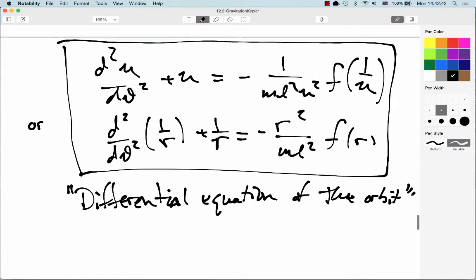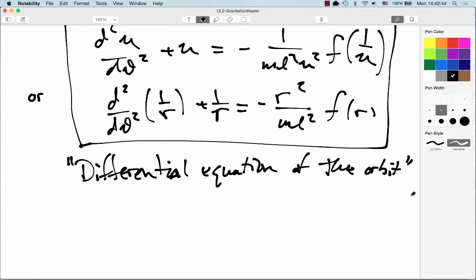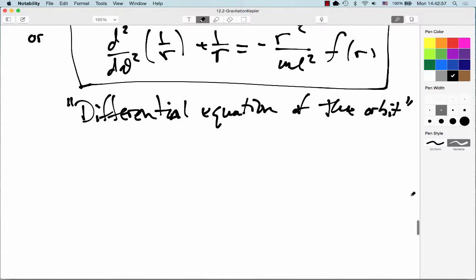And this is for a particle undergoing a central force. Now, what this gets us is if we somehow know our radius as a function of angle, we can plug it in and get the force law. So as an example, let's take a look at a logarithmic spiral orbit.